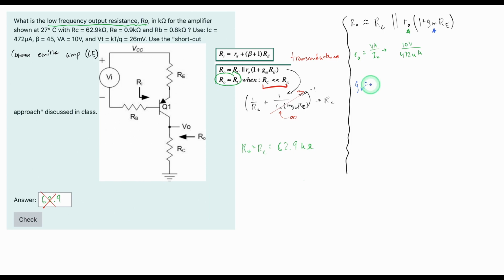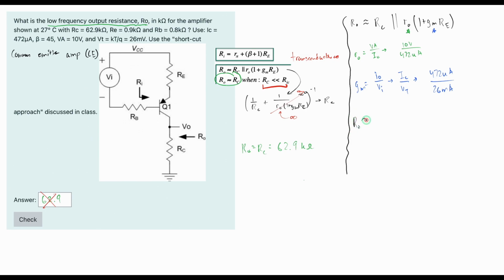The GM is also pretty important. GM, and we've looked at this previously, is equal to our I naught over our V input right here. And this is going to be, for our equation here, our IC over our VT. So what we're going to be plugging in here is 472 microamps over our 26 milliamps. So now we can go back into our equation and solve for this.